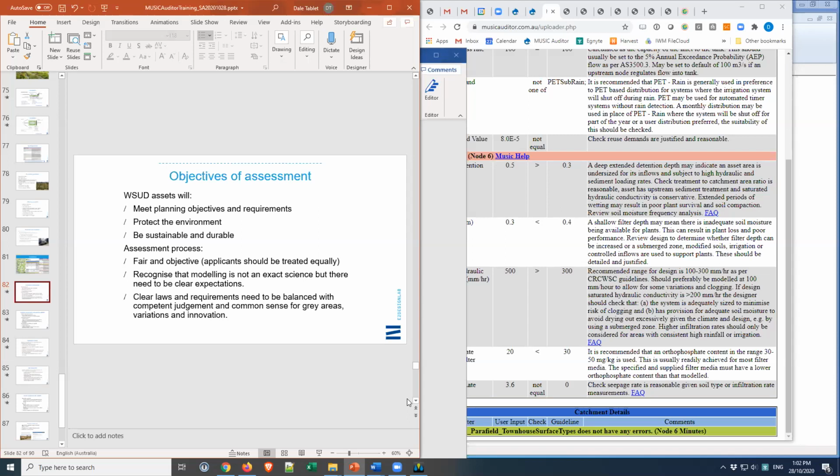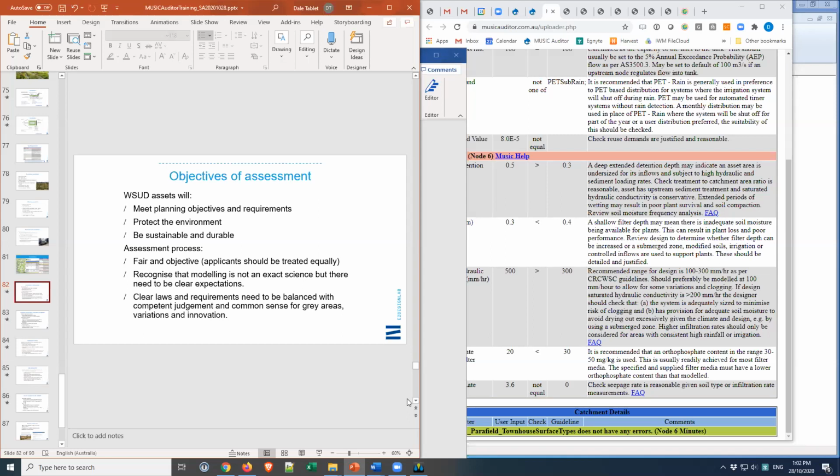We need to recognise that modelling is not an exact science. So while we need to have some clear expectations, some rules and requirements, some really clear boundaries, at the same time we need to bring a bit of common sense, to the extent that it's common, and some judgment to deal with those grey areas where the answer to something is it depends, because it depends on your context, and in different contexts you may use a different number, you may take a different approach.